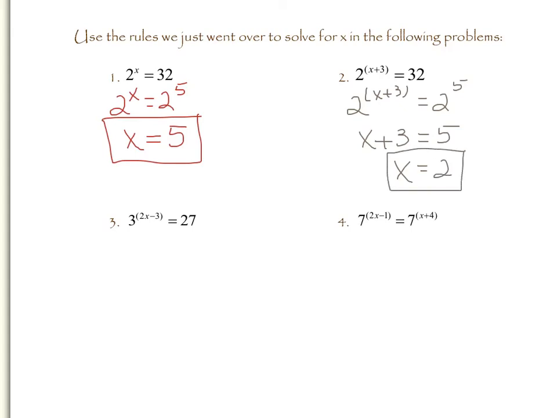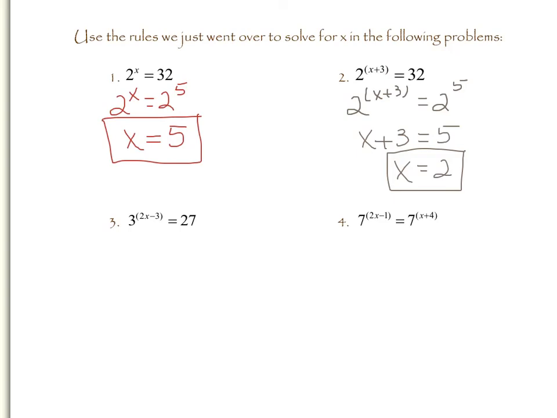So now let's check this one. I'm going to take my answer 2 and plug it back into the original equation for the x. So I would have 2 plus 3, which is 5. And so 2 to the 5th power equals 2 to the 5th power. Now let's look at example number 3. We have 3 to the 2x minus 3 power equals 27. Again, our bases are not the same, but can we write 27 using the base of 3? Well, we know that 3 to the 2nd power is 9 and 3 to the 3rd power is 27.